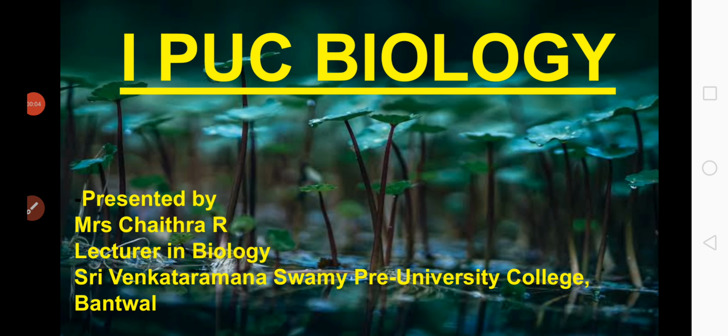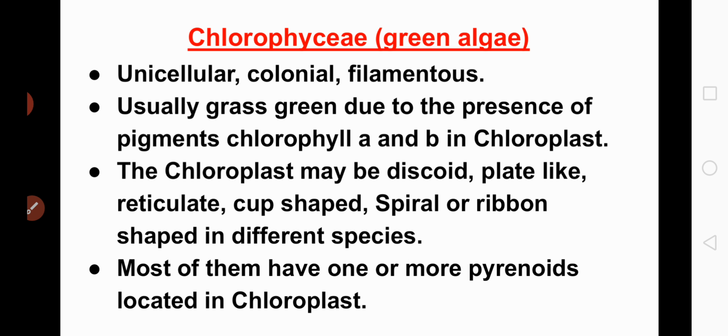Coming to the characters, the members may be unicellular, colonial or filamentous. Colonial means they are found in colony. Filamentous means the cells are arranged one above the other to form a chain-like structure. So if the thallus of the algae is chain-like, then the nature is called filamentous. Is that clear? So the members may be unicellular, colonial or filamentous.